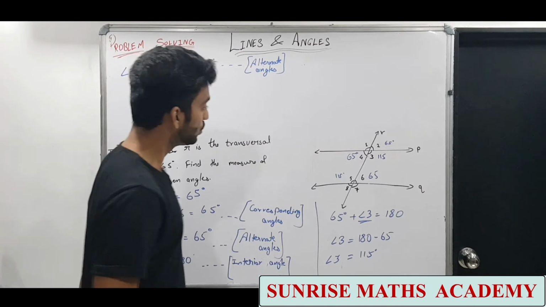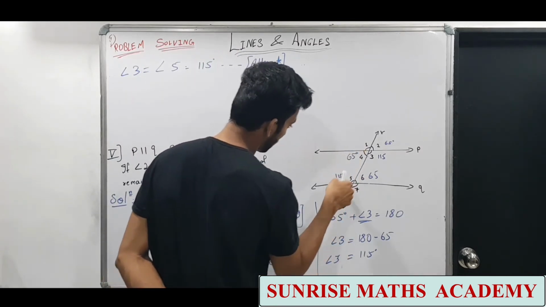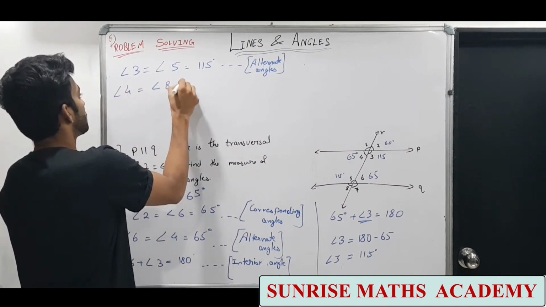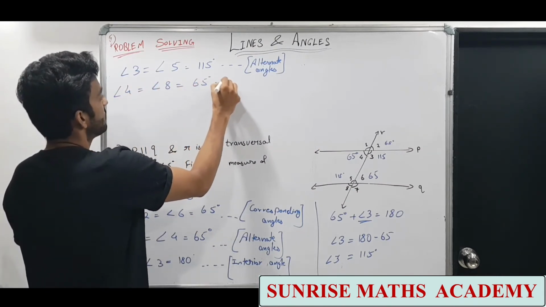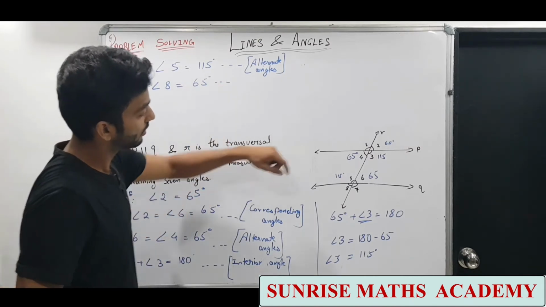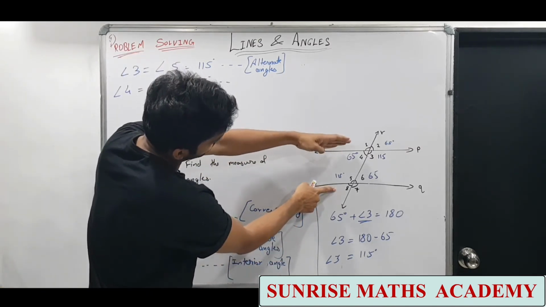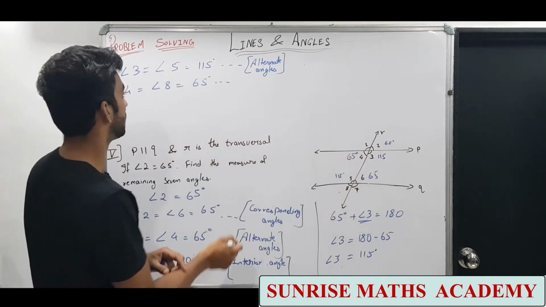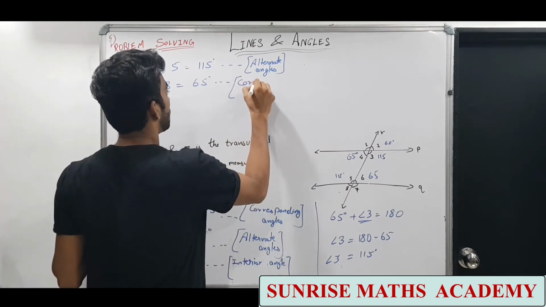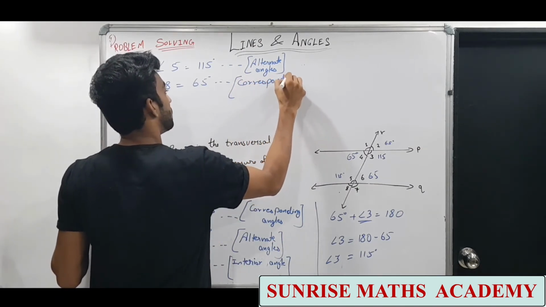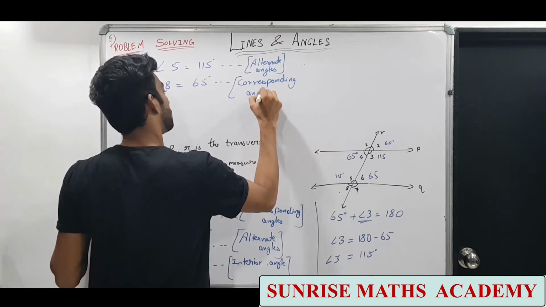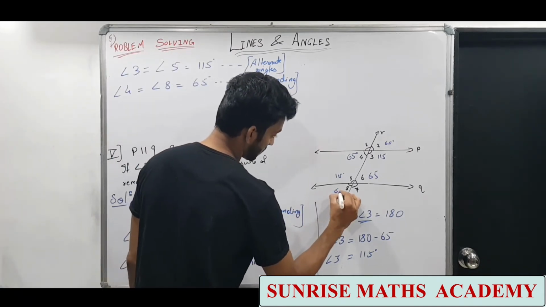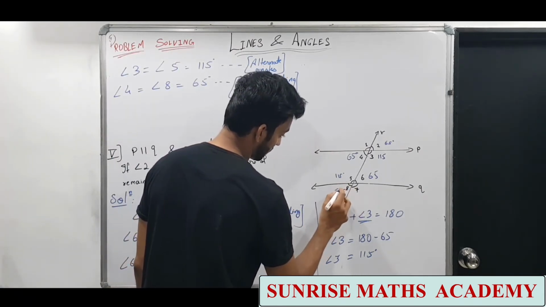अब हम लोग 2 या ये ले सकते हैं 4 and 8. 4 and 8 क्या है, angle 4 = angle 8, दोनों का value 65 होगा. Reason यहाँ पे आएगा, they are corresponding angles. इसके अंदर और इसके अंदर का angle हम लोग corresponding लेते हैं. So this is corresponding angle. So angle 8 is also 65 degree.